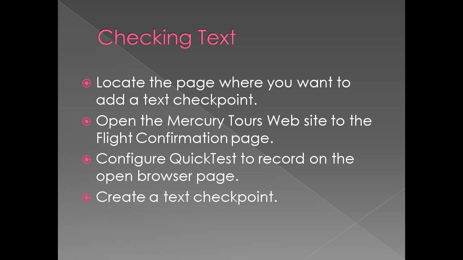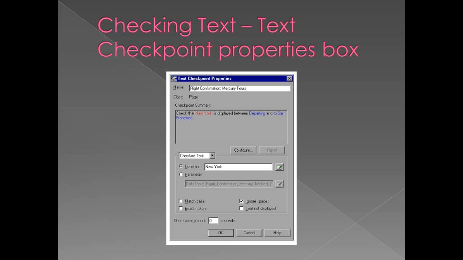The Quick Test window is hidden, and the pointer changes into a pointing hand. D. Click the highlighted text string, New York. The Text Checkpoint Properties dialog box opens. When check text appears in the list box, the constant field displays the text string you highlighted. This is the text Quick Test looks for when running the test. In the name box, enter check departing text as the new checkpoint name.